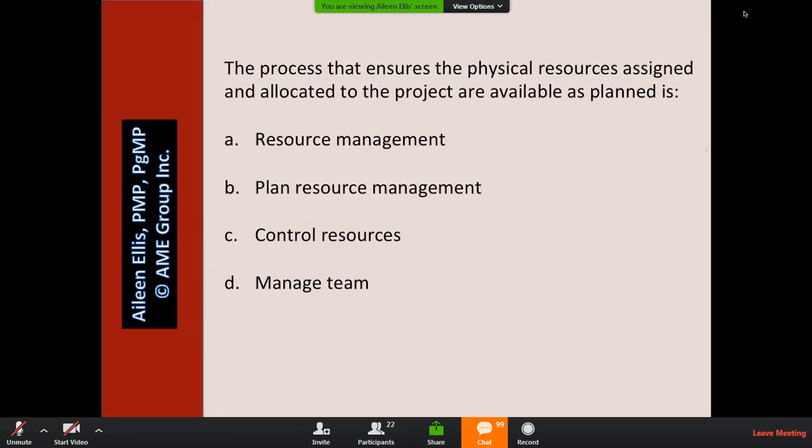The process that ensures the physical resources assigned and allocated to the project are available as planned is? Whenever you're ready, type your answer into the chat.